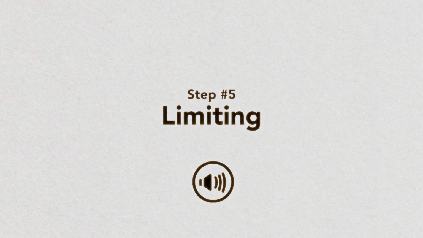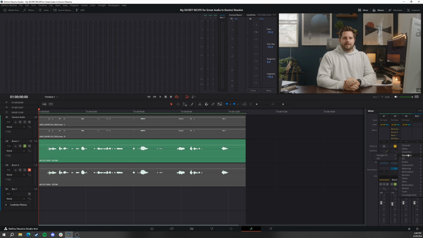So step number 5 is limiting. You have to be very careful with limiting and use it very gently. But what limiting does in a nutshell is allows you to increase the volume of your current audio. So, we've got an EQ, we've got noise reduction, we've got some compression, we've got some de-essing. Take all of that and bring the volume up slowly to a place that's a little bit louder, a little bit more comfortable for a YouTube video, for something online. And that's limiting in a nutshell.